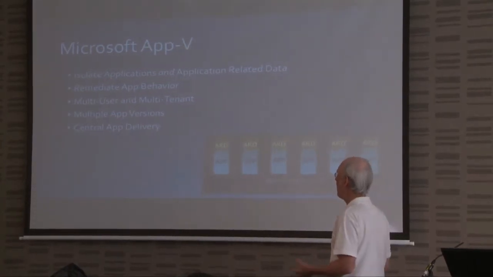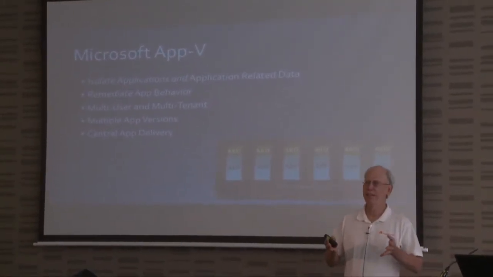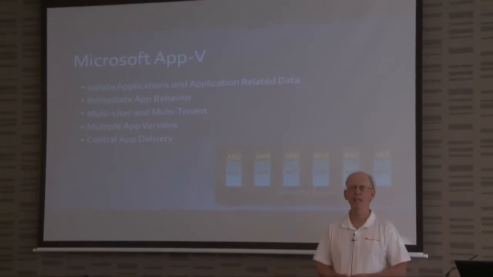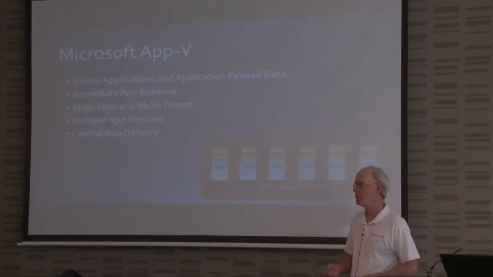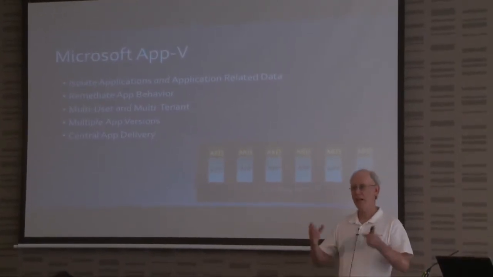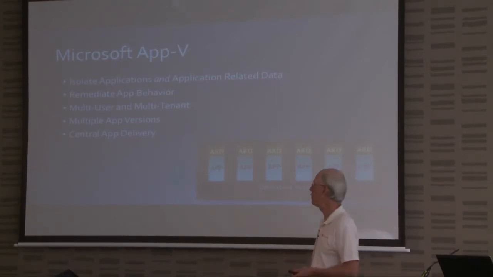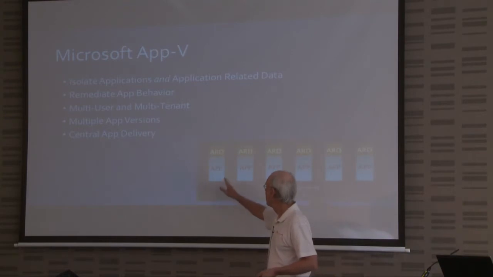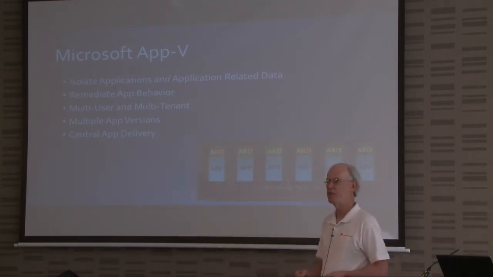This is the basics about what AppV is about. It's all about isolating the application and the data associated with that application, which is user-specific. I refer to that as application-related data. And in AppV, primarily what we're doing is we're trying to isolate these applications, allow them to live as individual components separate from the operating system so that they can work without interfering with other applications on the same box.